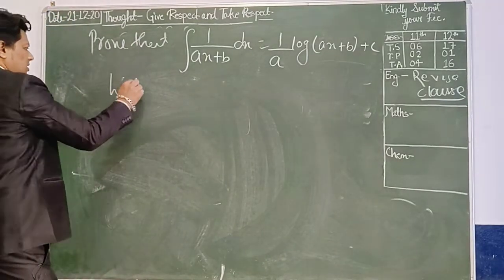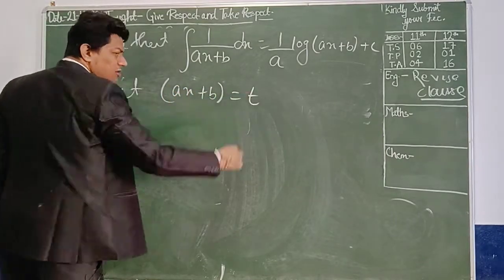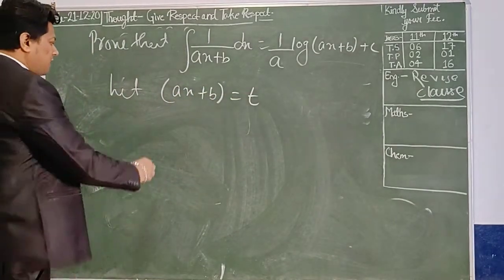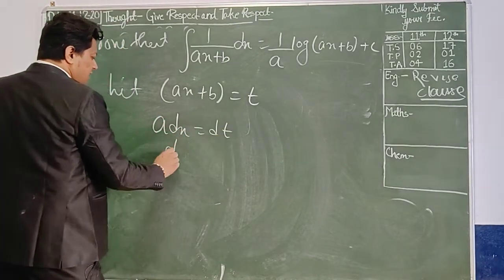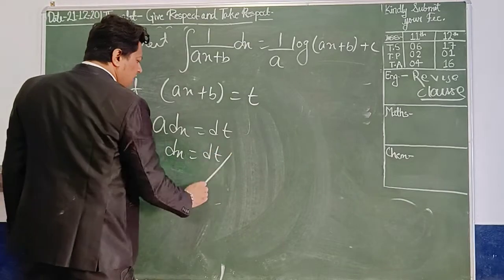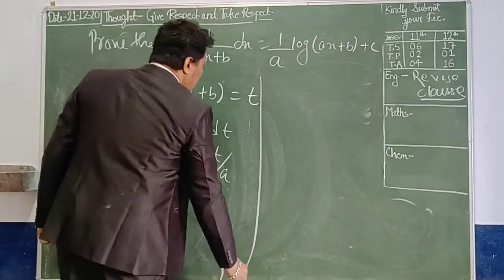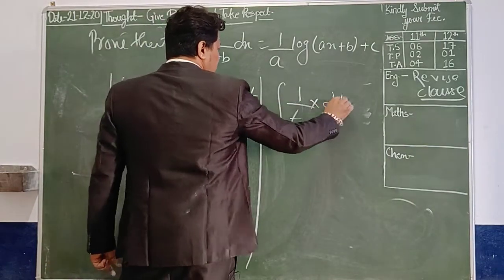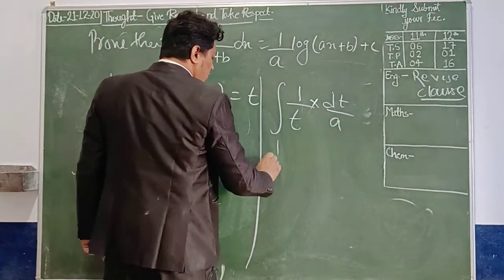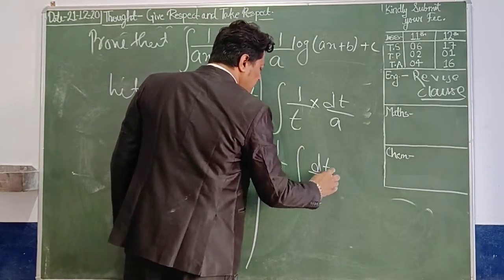Let ax plus b be equal to t. Is it clear? a dx equal to dt, so dx equal to dt by a. Now we have 1 upon t into dt by a, that is, 1 by a outside, integration of dt by t.